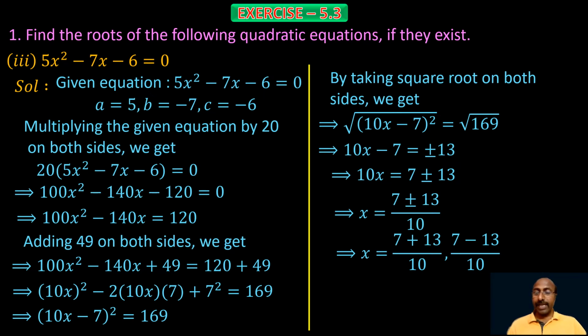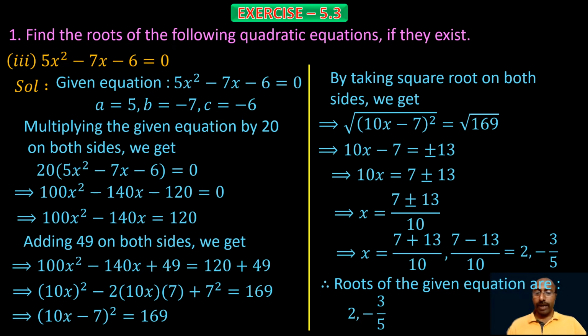7 minus 13 is minus 6. Minus 6 by 10 and can be divided by 2, that is minus 3 by 5. So the answers are 2, comma minus 3 by 5. So the roots of the given quadratic equation are 2, comma minus 3 by 5. Okay students, so that is the process of finding the solution of a quadratic equation using completing the square.